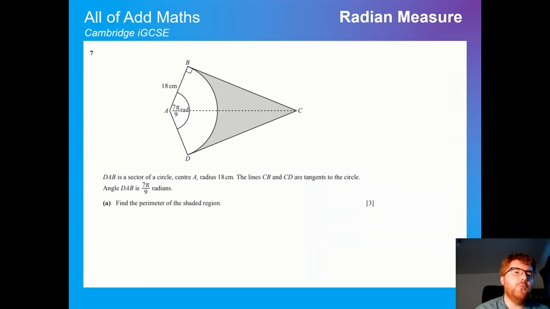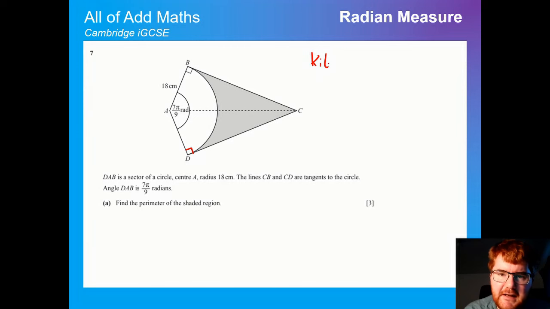Right, on to probably a more typical radian measure question on Add Maths, which is when they give you some numbers and you might need to use a little bit of trigonometry here to help you work out bits and pieces. So DAB is a sector of a circle and radius is 18 centimeters. CB and CD are tangents to the circle. That's important because if this is a right angle, then this has to be a right angle as well. And angle DAB is 7 pi over 9 radians.